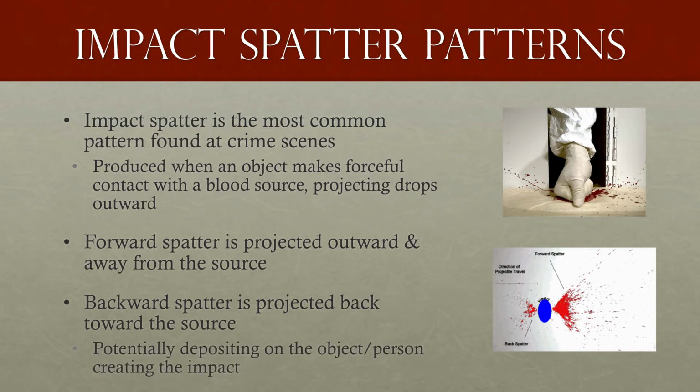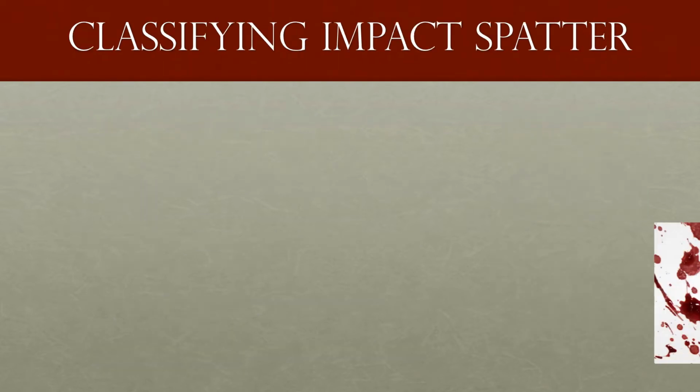It's produced when an object makes a forceful contact with a blood source and it projects the drops outward. There are two types: forward spatter, which is projected outward and away from the source, typically formed from exit wounds, and then backward spatter, which is projected back towards the source, potentially depositing blood onto the object or the person creating the impact. A lot of times this occurs from an entrance wound.